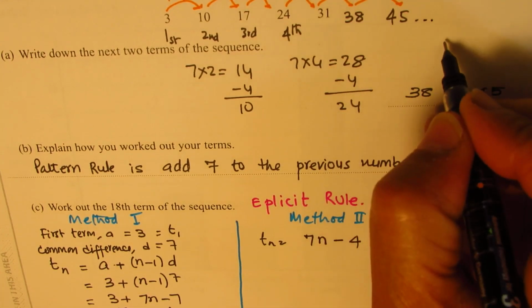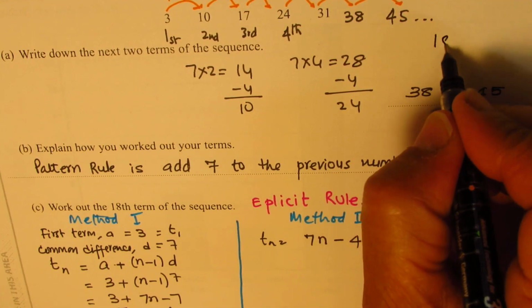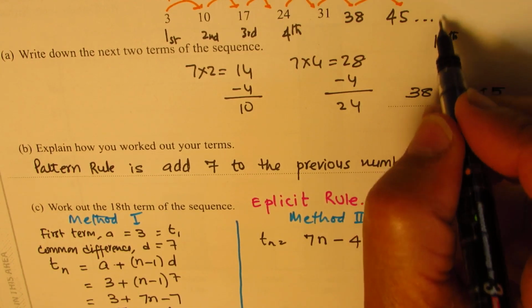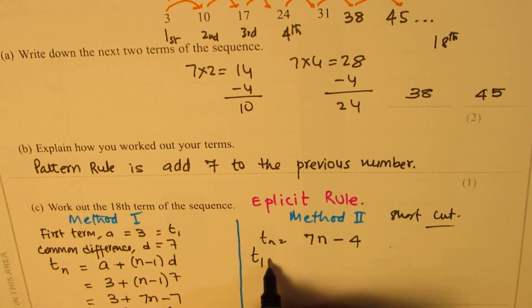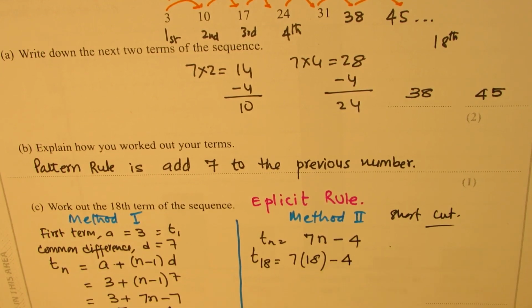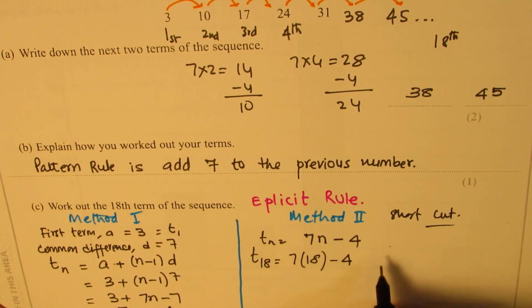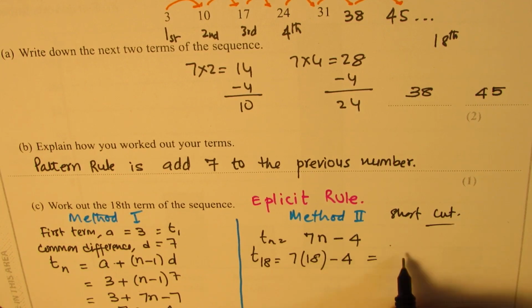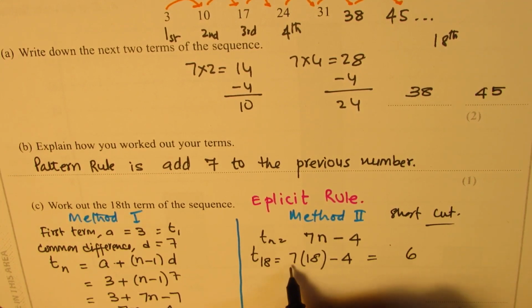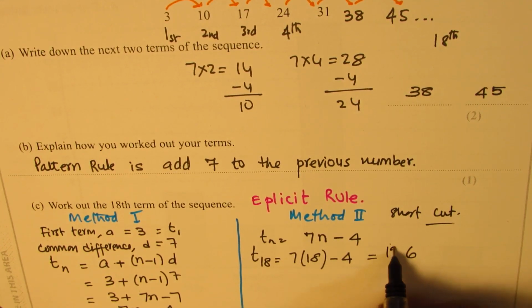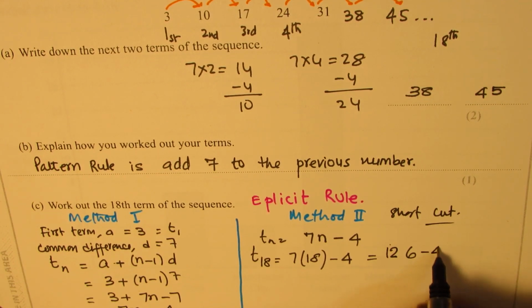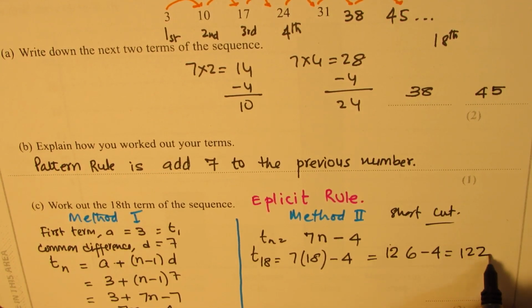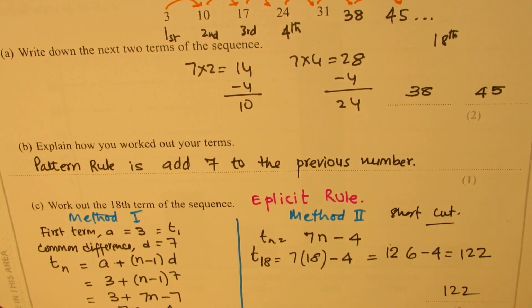So similarly, if I have to get the 18th term, in that case, what should I do? I'll write T18 as 7 times 18 minus 4. Does that make sense to you, right? So let's do it. 7 times 8 is 56, 5. 7 times 1 is 7 and 5 is 12. 126 minus 4 will give us 122. So that becomes our answer.